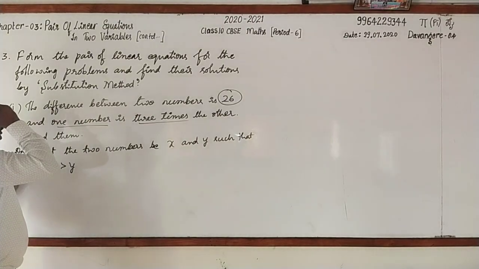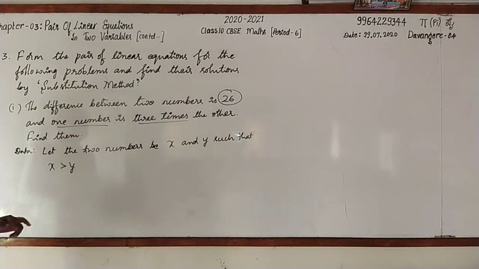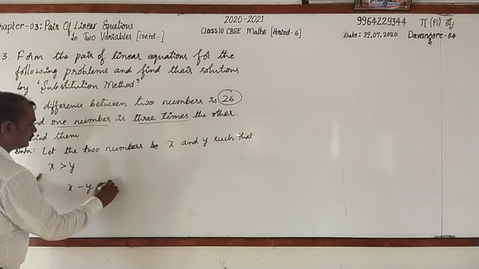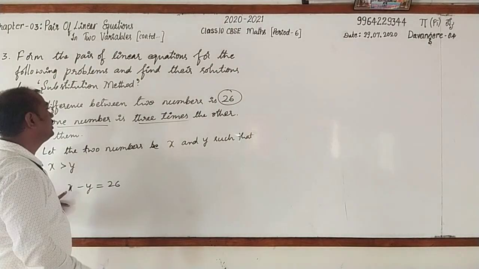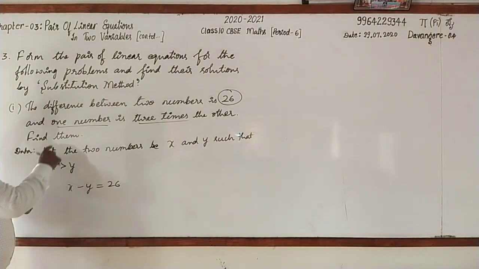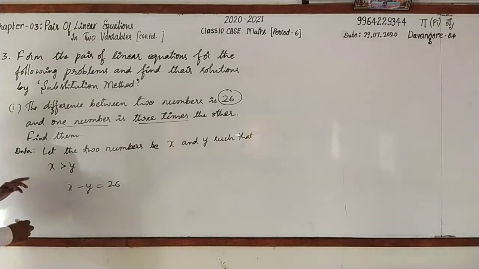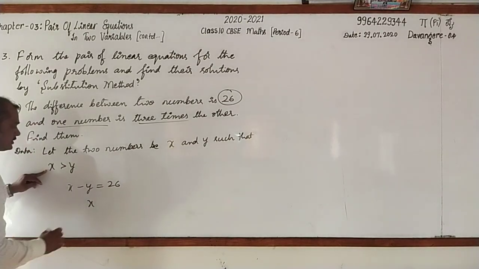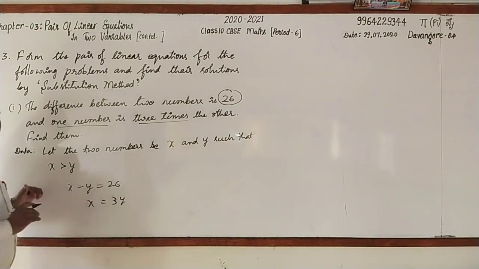Now let us come to know that. See, the difference between two numbers is 26. Can we write x minus y is equal to 26? Because x is greater, we can write so, x minus y equal to 26. And one of the condition, it is one number is 3 times the other. That is, bigger number is 3 times the smaller number. Which is the bigger number? X. And smaller number? Y. See, one number is 3 times the other. Can we write so? Yes.